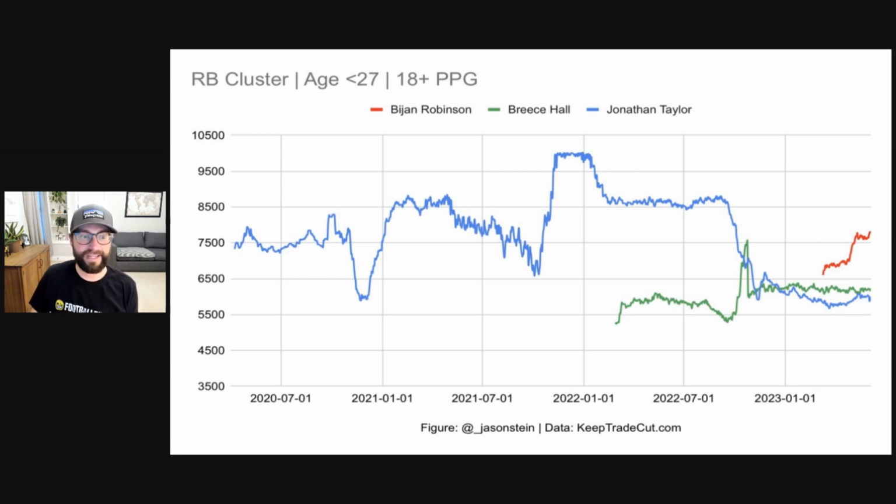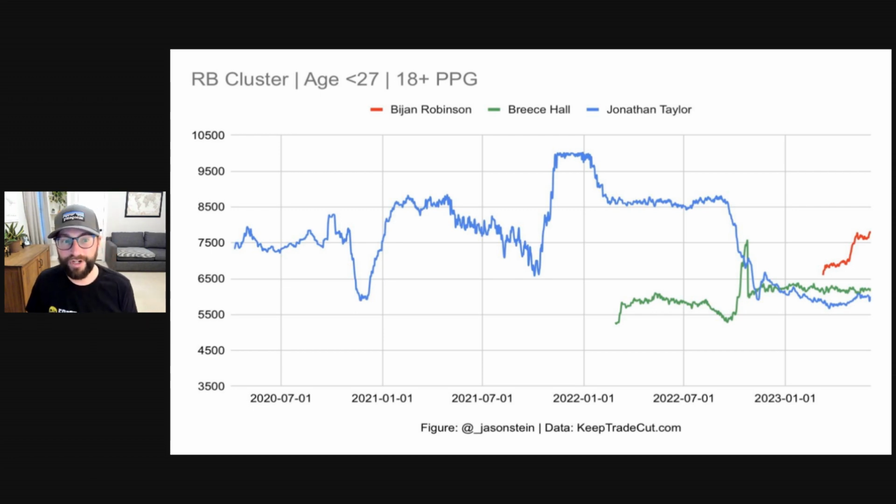Breece Hall, I'd say he's a buy if he wasn't already the second highest priced running back on KTC. To me, he's more of a hold, but you got to be patient with him. He might not get it turned on until the back half of the season as he works his way back from his ACL injury. And Jonathan Taylor, I'm still a believer. He's a true differentiator at running back, even though 2022 didn't really meet those expectations.